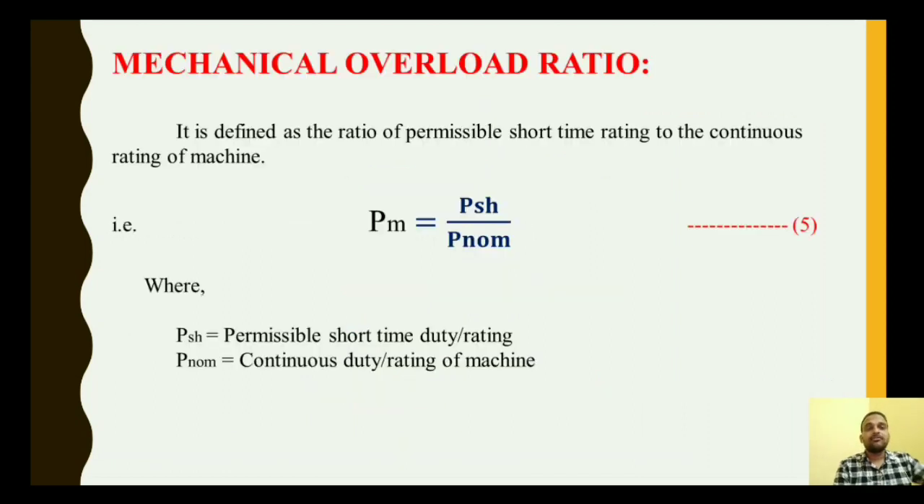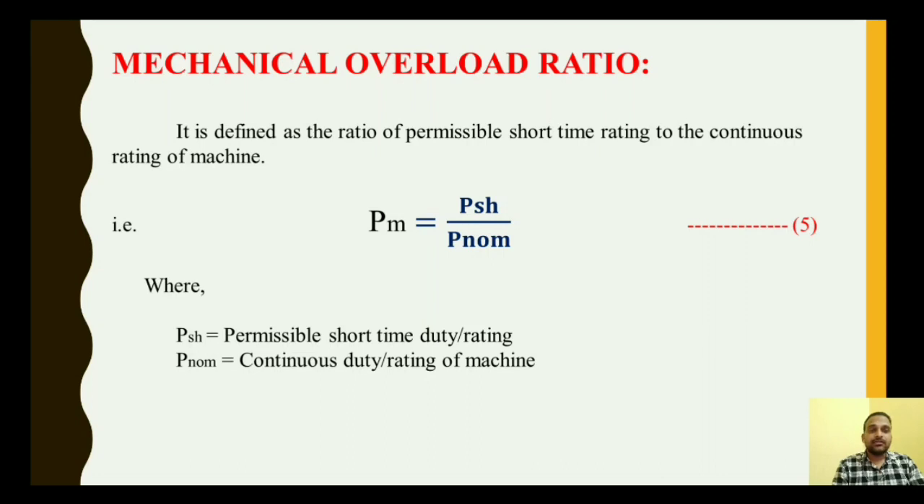Now again moving forward, you can see the mechanical overload ratio. The definition of mechanical overload ratio is that it is defined as the ratio of the permissible short time rating to the continuous rating of the machine.